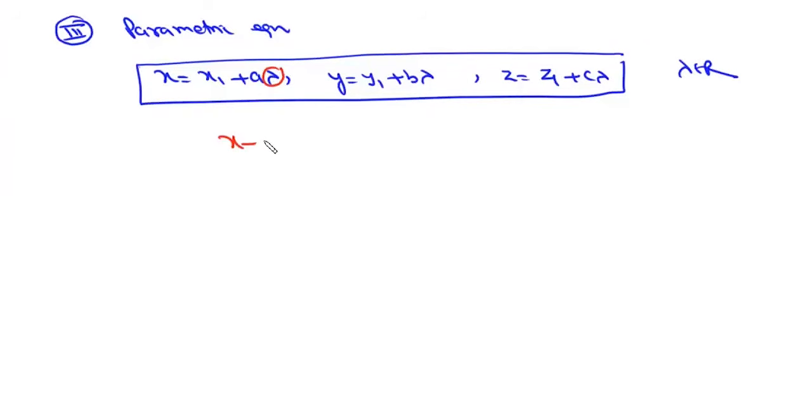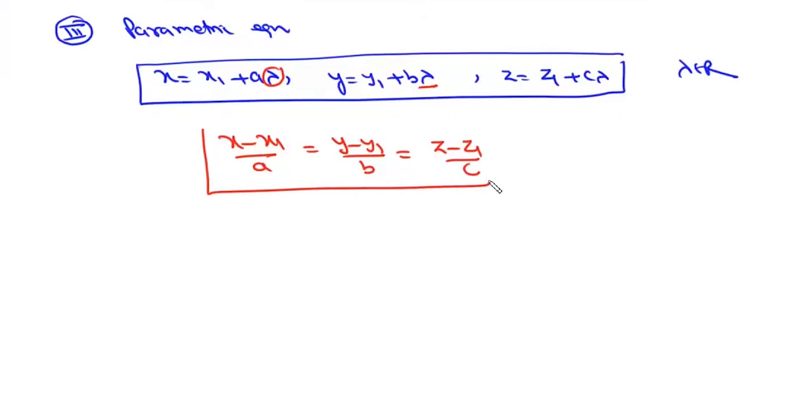Now this is x minus x1 by a. Now from here we can write lambda is y minus y1 by b, and here it will be z minus z1 by c. So from this parametric equation, we can always write the equation of this line in symmetrical form. And from symmetrical form, if we take it equal to lambda, we can write x as x1 plus a lambda, y as y1 plus b lambda, and z as z1 plus c lambda. So we can always change the equation of a line from symmetric form to parametric form and vice versa.